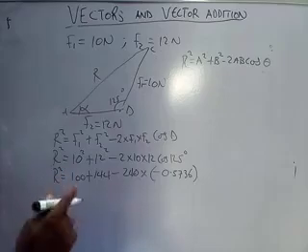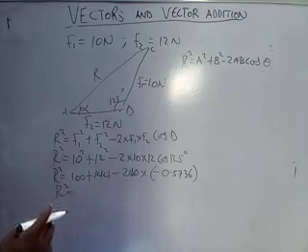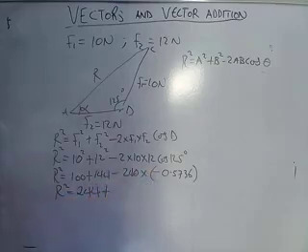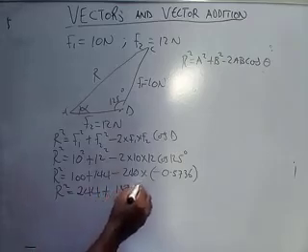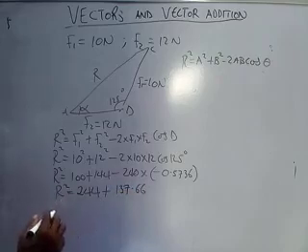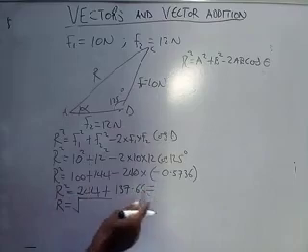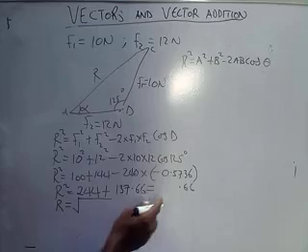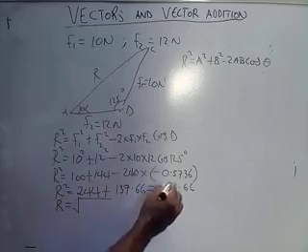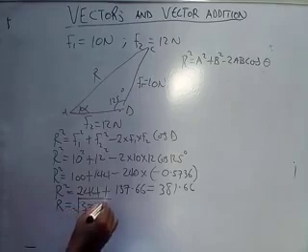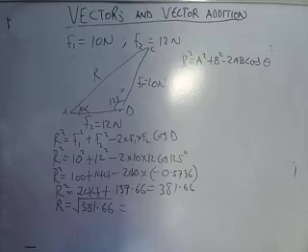So when you proceed with this, R squared gives you 100 plus 144, which is 244. Minus times minus gives addition. 240 multiplied by 0.5736 gives around 137.66. So to get our R, we find the square root of both sides. The sum here gives us 381.66. So we get the square root of 381.66, which is approximately what?